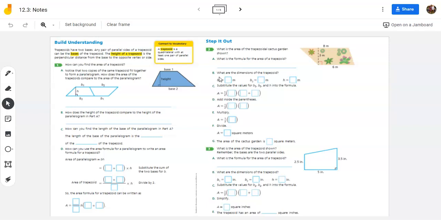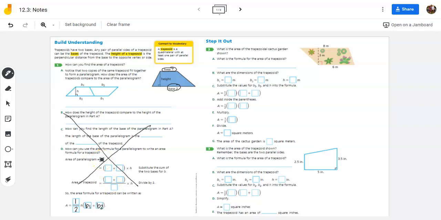Now it's going to go into a lot of weird things here. I'm going to skip that and we're going to go all the way down to the formula that we're going to be using. I'm not going to do any of this stuff because I think that's going to confuse you. Our formula is A equals 1/2 times the height, and then in parentheses we have B1 and B2. Those stand for our different bases. We have a base 1, if you look up here, and a base 2.